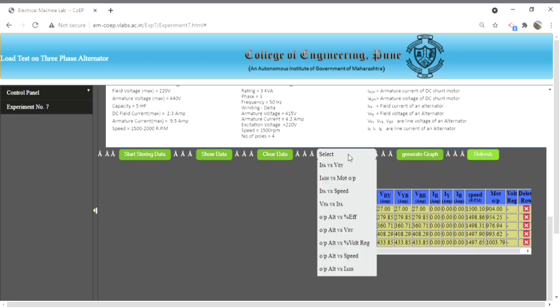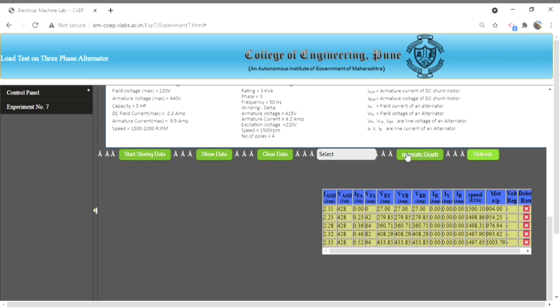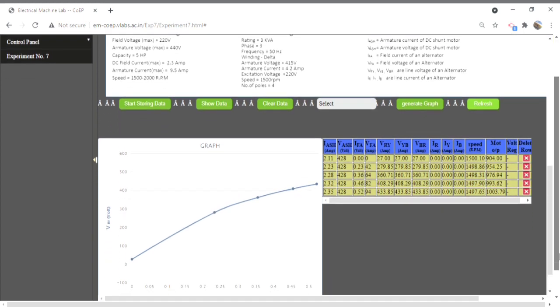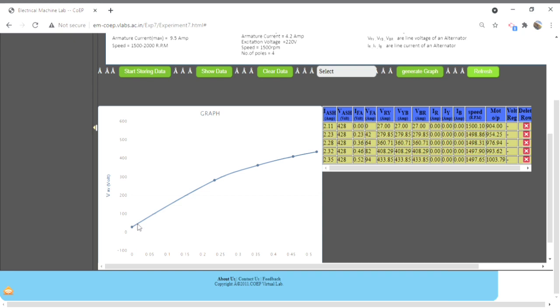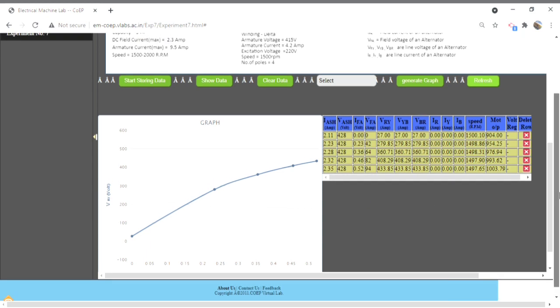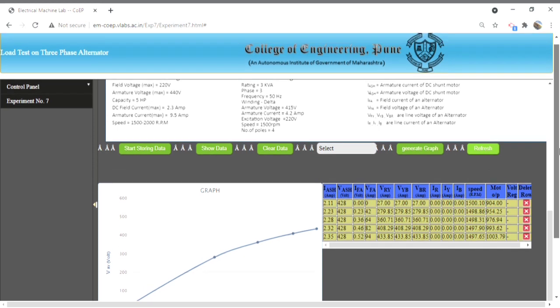Yes, now I want to plot a graph of field current versus armature voltage. By clicking generate graph, it shows the graph. Yes, now we can see the graph. Again I take a screenshot. Now I finished the no load test.